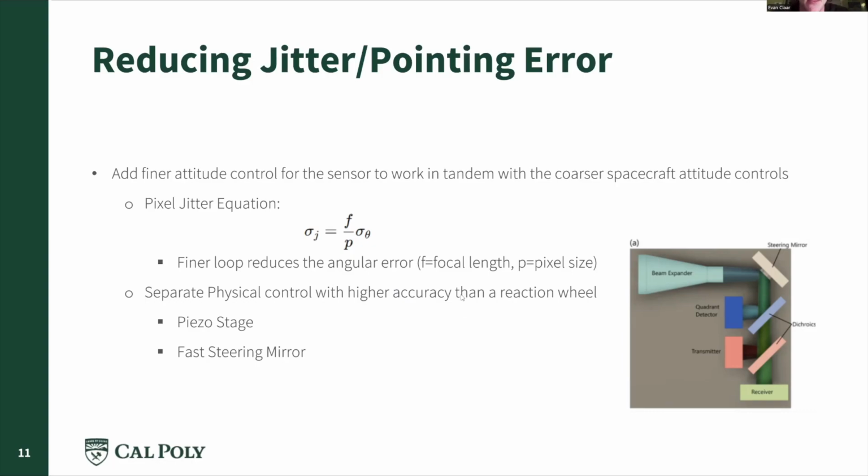And you can fix this with a separate system to control how the angle of the camera or sensor is positioned, using something more accurate and quick than a reaction wheel for the actual spacecraft itself. So you'd have them acting in tandem, and the smaller, more accurate one would be, for example, a piezo stage or a fast steering mirror. You can see how that manipulates the beam either coming in or coming out.